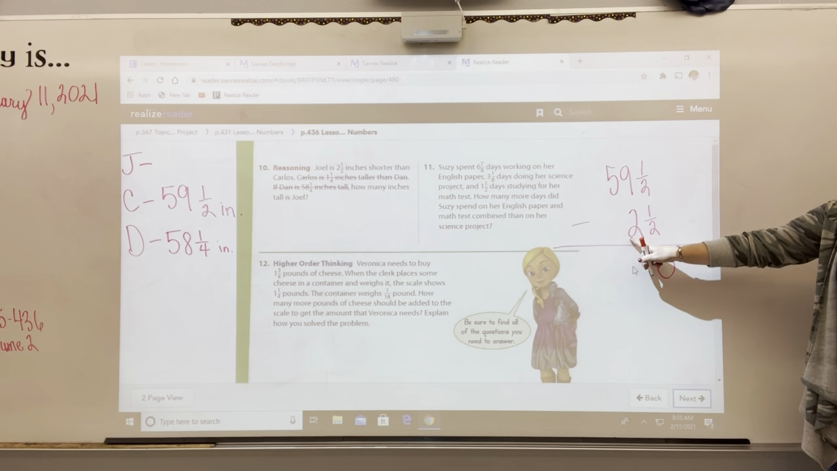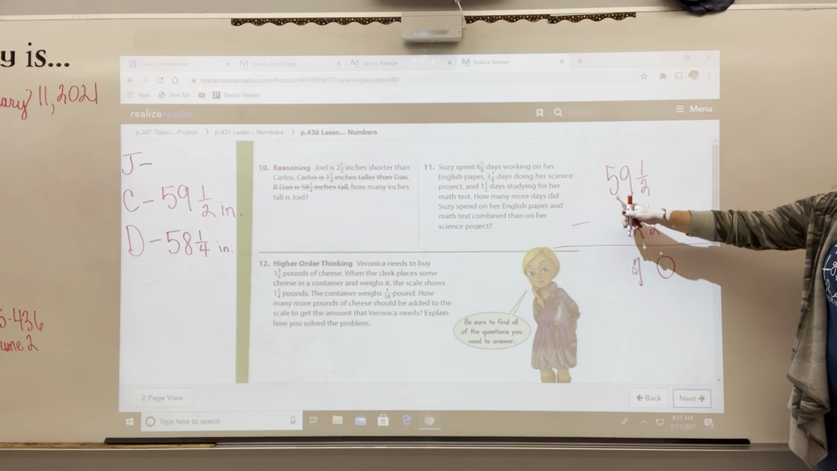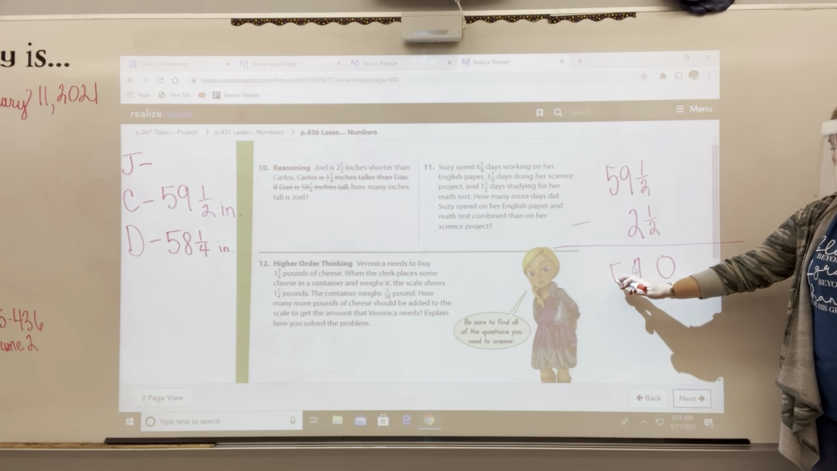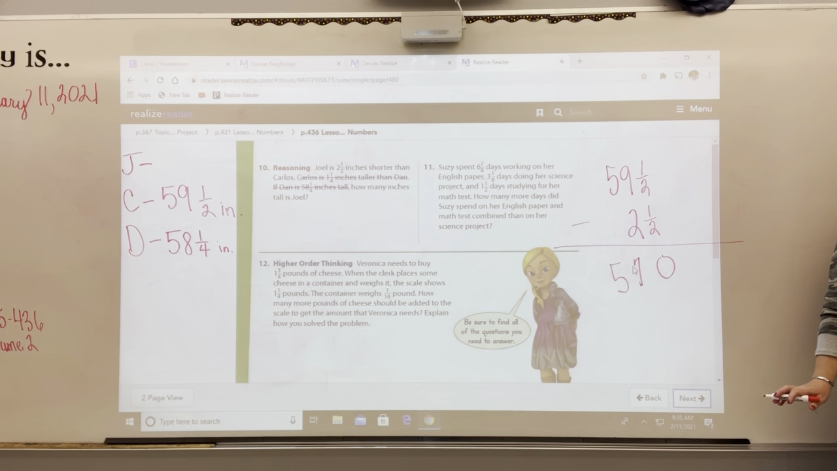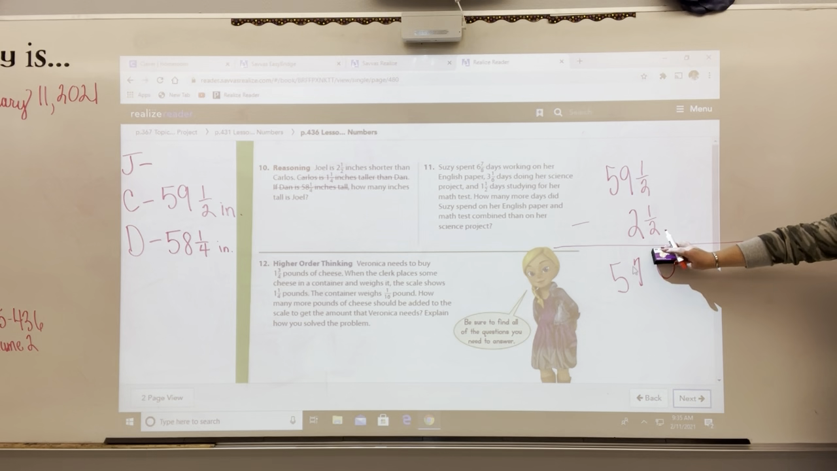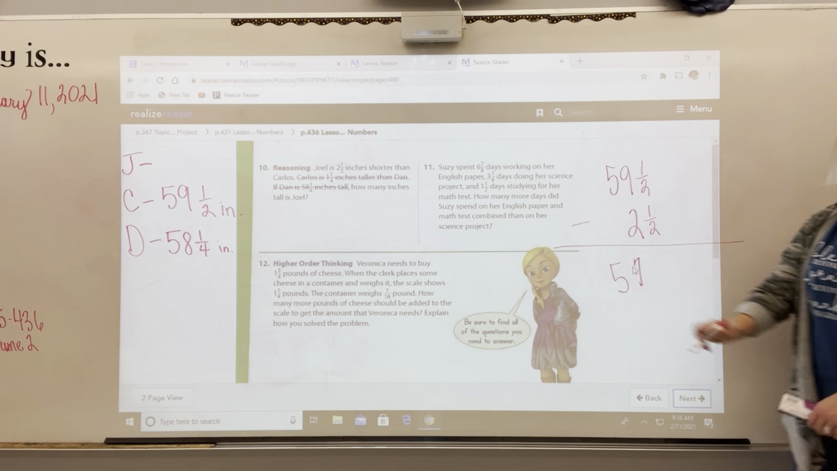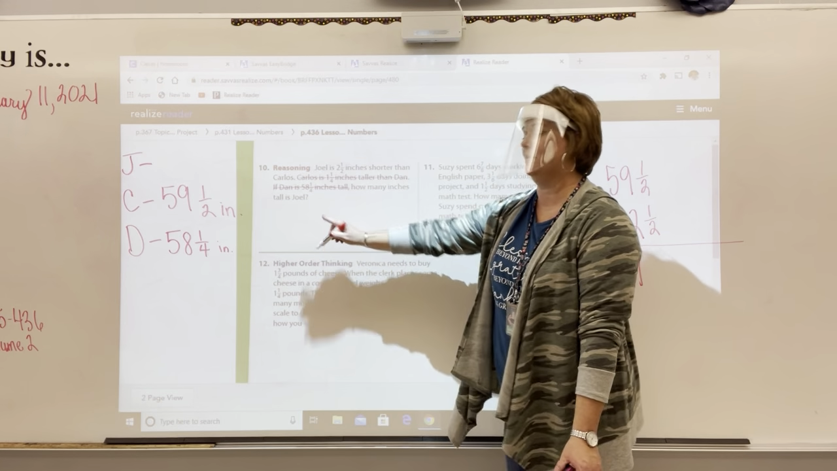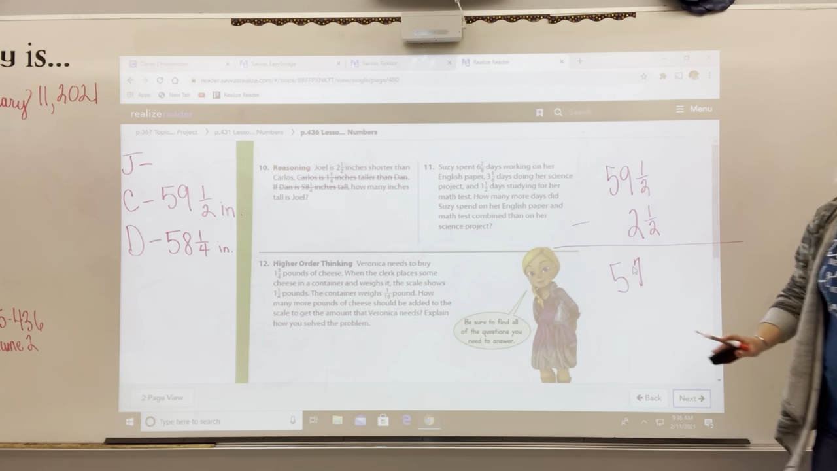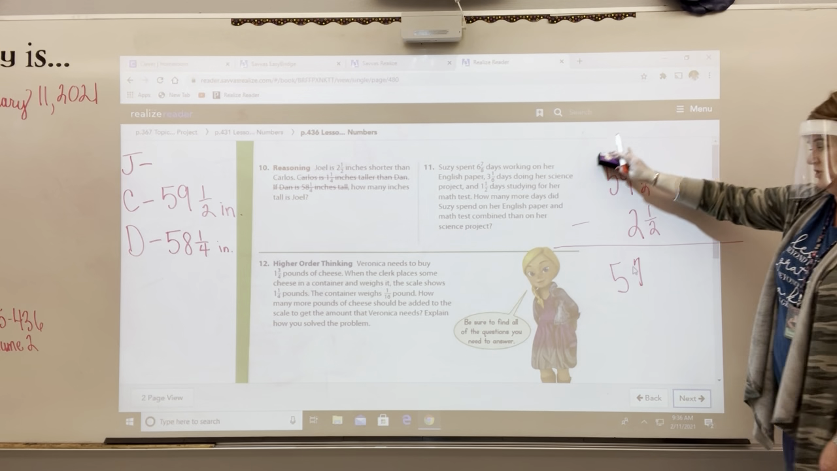Because if you put zero here, watch what's going to happen. What's 9 minus 2? 7. What's 5 minus nothing? 5. Look what that looks like. It looks like your answer is 570, and it's not. What's my answer really? 57. And there's how tall Joel is, so write it right there. So, inches. So that is 57 inches.